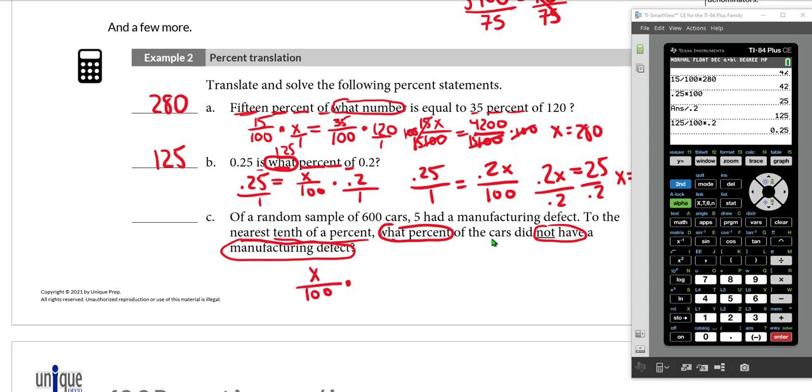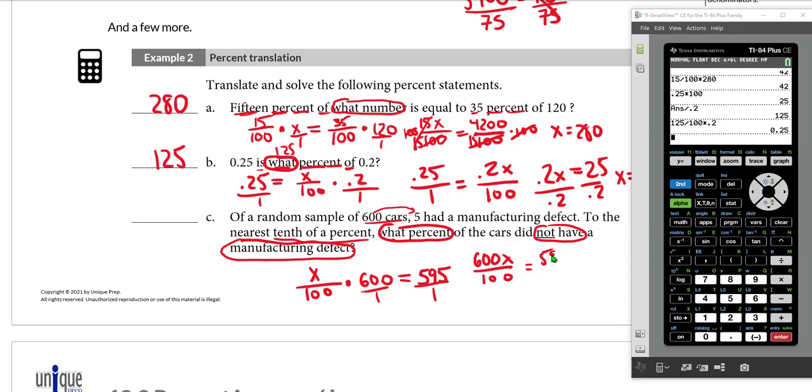So translating what percent of the cars, that's 600, that's the number of cars. So what percent of the cars, 600, now did not have, would just translate to an equal sign. That's like an is or was or were. Did not have a manufacturing defect. Well, not have a manufacturing defect would be 595 cars, right? That's 600, take away the 5 that had the manufacturing defect, and we would have 595 cars.